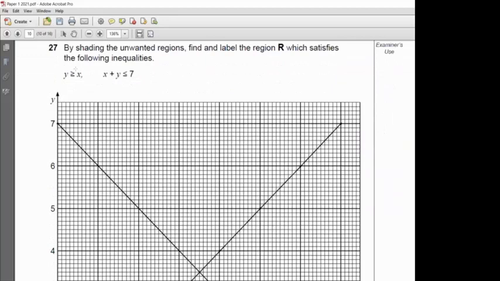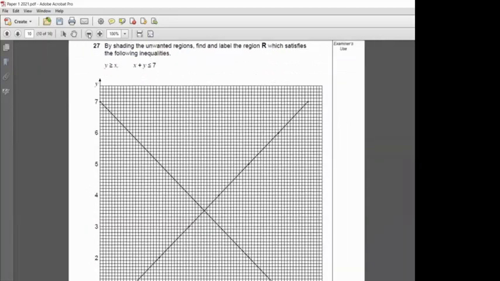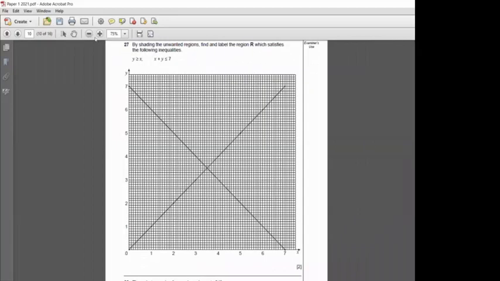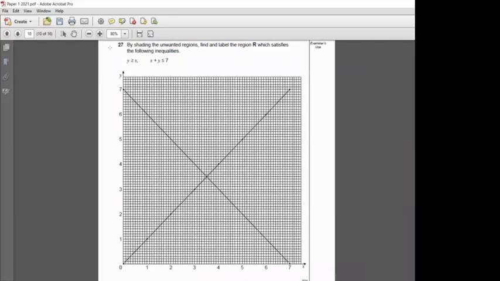Okay, next question. I'm going to make this a little bit smaller so we can see the whole graph. Okay, number 27. By shading the unwanted region, find and label the region R which satisfies the following inequalities. Y is greater than or equal to X, and X plus Y is less than or equal to 7.